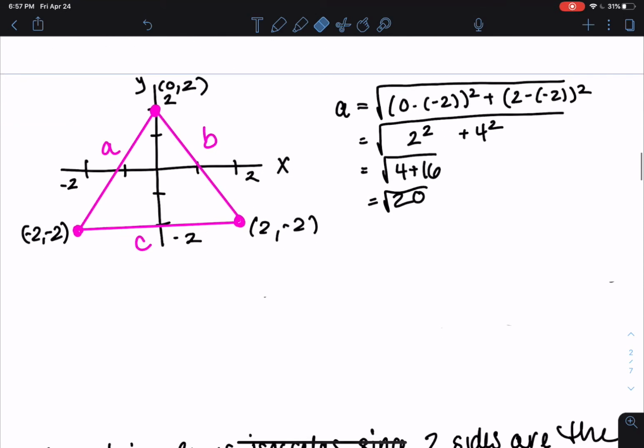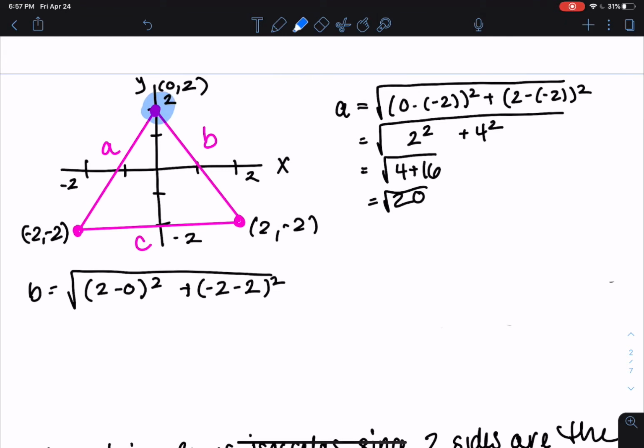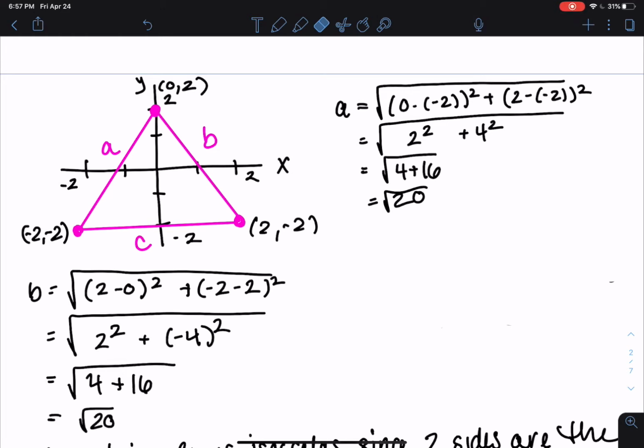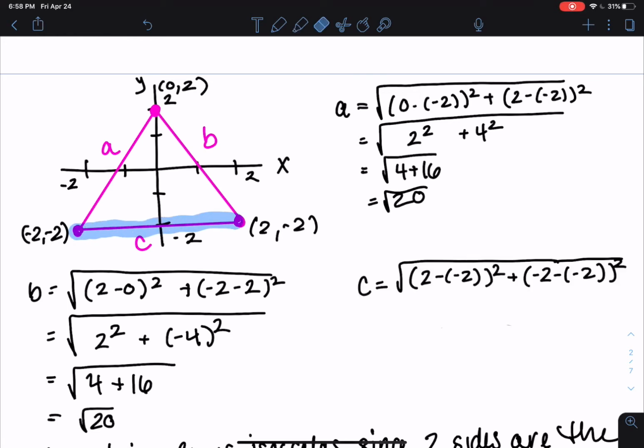If we look at B, that's going to be the distance between 0, 2 and negative 2, 2. And so going through this again, you end up with B being the same value, square root of 20. So in this case, I know it's definitely isosceles, but it could still be a right triangle. So the last length I want to find is length C. So I look at the distance between those endpoints, and you end up with C being 4.